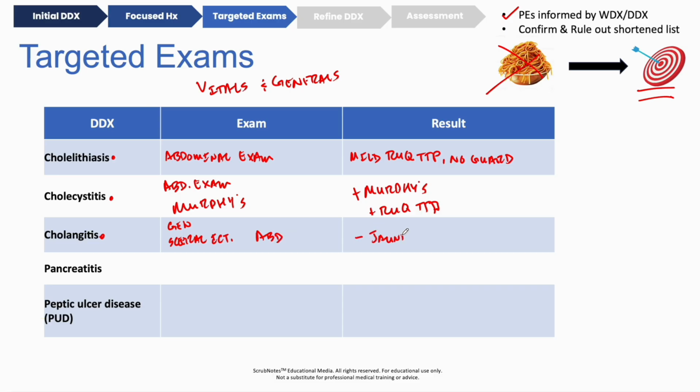Next on our list could be pancreatitis. So again, that abdominal exam is going to be our go-to here. But we want to see if we can recreate any of that pain or radiating to the back. So for our patient, let's assume there was no epigastric tenderness and no radiating pain. Lastly, we have peptic ulcer disease on our differential list. So again, abdominal exam here. And for our patient, let's assume that there was no epigastric tenderness.